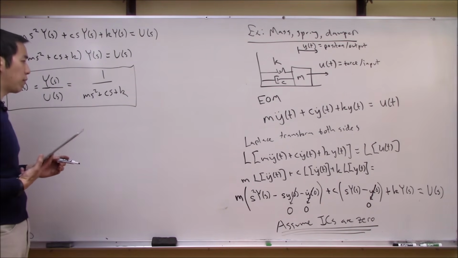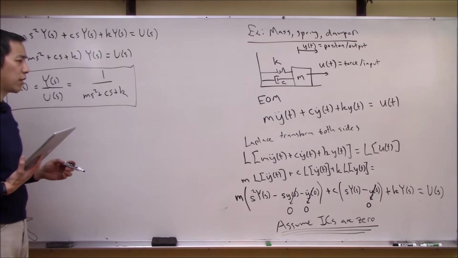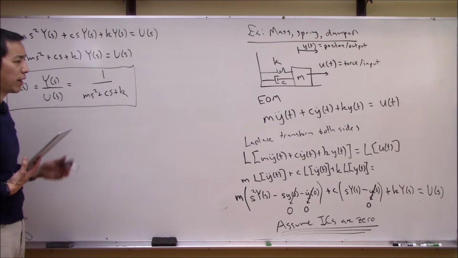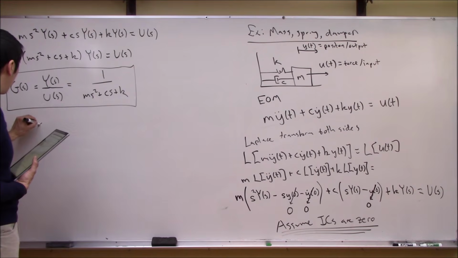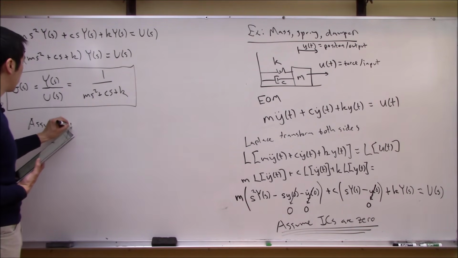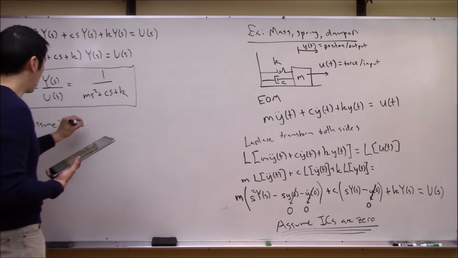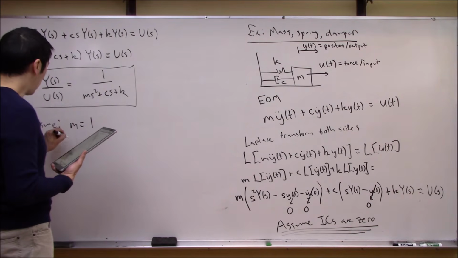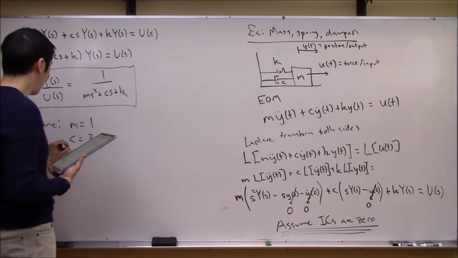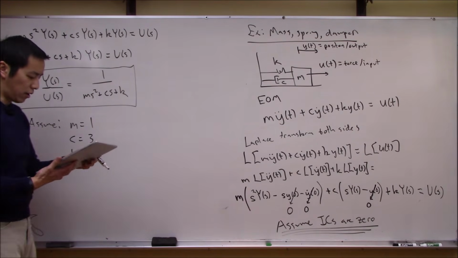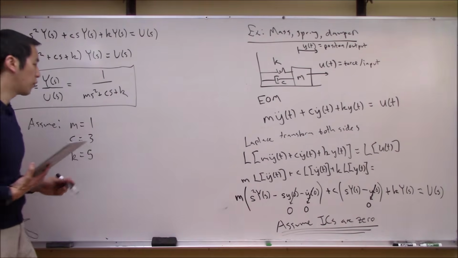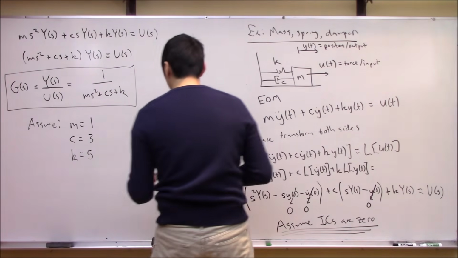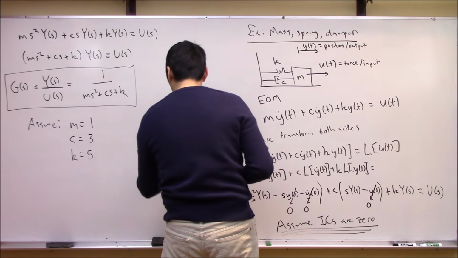So why don't we jump over to Mathematica and actually do that, because I think that'll be quicker than doing it on the board, and it might actually be kind of interesting. Let's assume some constants for these values. Let's assume the block has a mass of 1 kilogram, the damping coefficient is 3, and the spring constant is 5. Let's just pick some numbers so we can numerically approximate this. And now let's think about it from a graphical perspective.